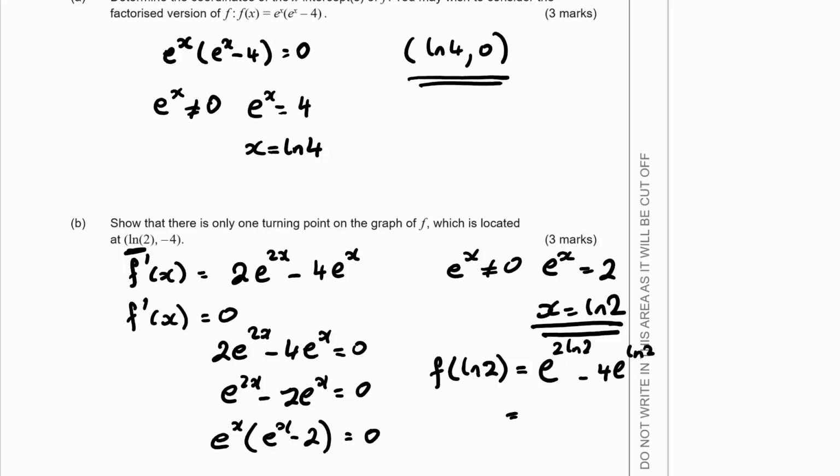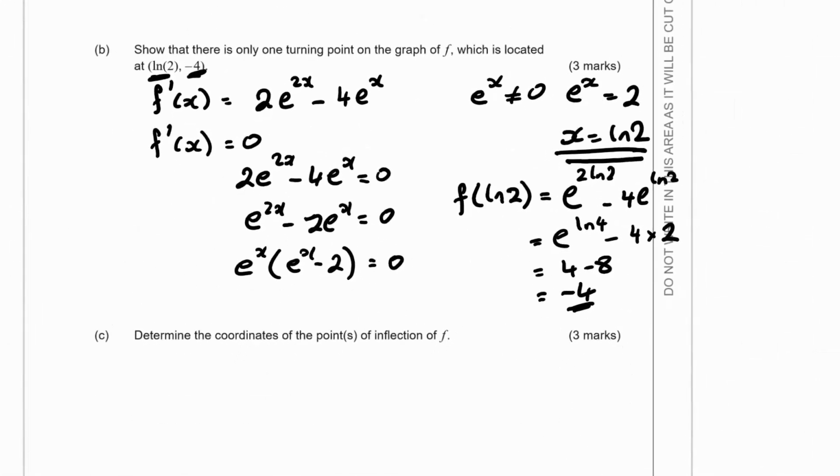So put that in there. That would be e to the ln 4, take away 4 times 2. e to the ln 2 is just 2. So that's 4 take away 8, which is negative 4, as required.